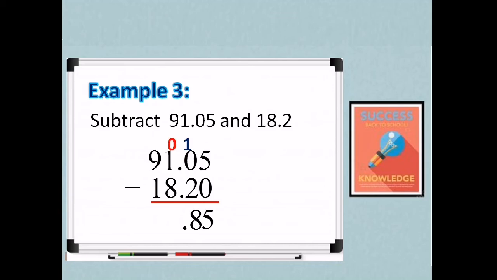0 minus 8 cannot be. We need to borrow 1 from 9. It will become 10. Then, 10 minus 8, that is 2. Then, 9 will become 8, and 8 minus 1 equals 7. So, therefore, our answer is 72 and 85 hundredths. So, that's how we subtract decimals, using the steps mentioned.